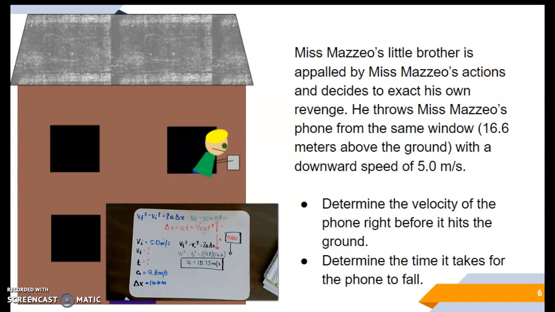And now the second part asks about the time of fall. And again, you can use either of the other two equations. Just to make sure I'm not increasing a math error, I'm going to use the equation that does not involve the final velocity that I solved for. So that's delta x equals VIT plus 1/2 AT squared.